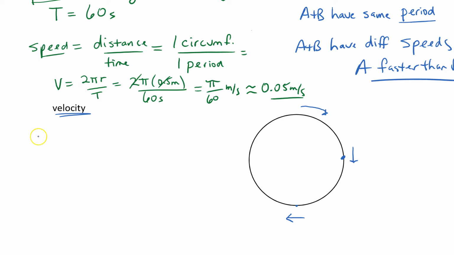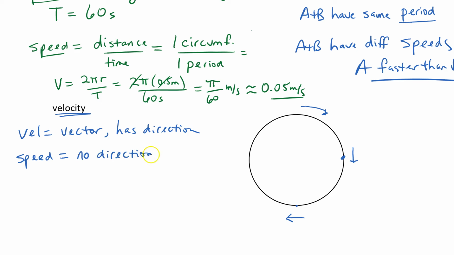I'm going to just say the difference between speed and velocity in case you guys forget. Velocity is a vector, so it has direction. Speed, no direction. So really, we already figured out how fast it's going. When I'm bringing up the topic of velocity, I just want to add now which direction is it going.